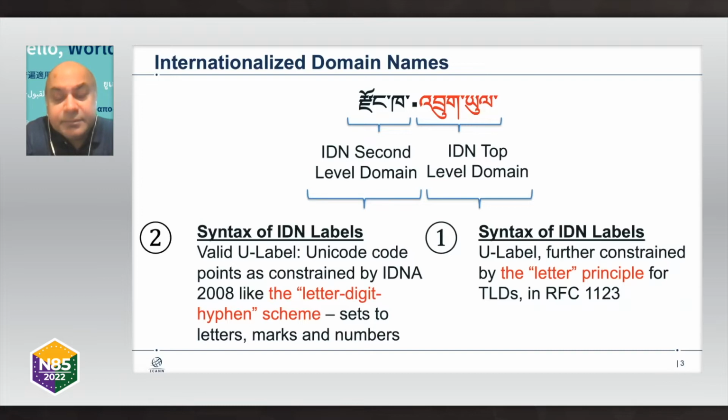It is basically using a similar scheme as the letter-digit-hyphen or LDH scheme, in the sense that in Unicode, you can form labels using normally letters, marks, and numbers. There are more details about the constraints on forming labels within the IDNA standard, which is based on RFCs 5890 through 5894. And then for the top level, of course, in the Unicode format, only the letter principle applies, which means, of course, digits are not allowed and so on.